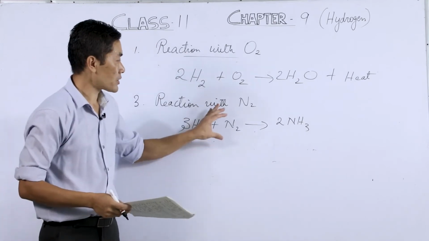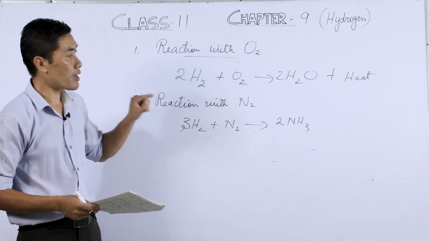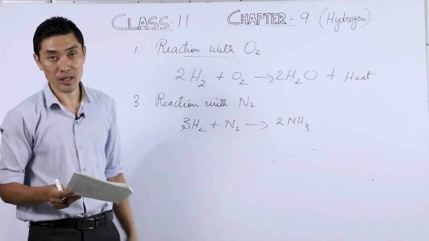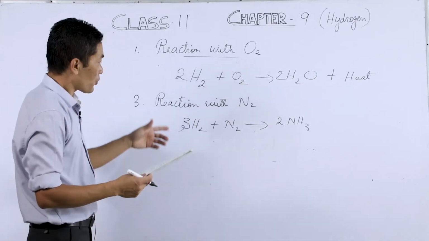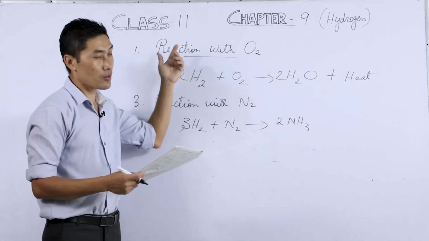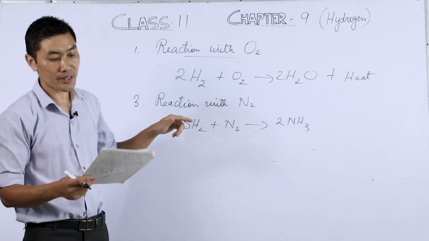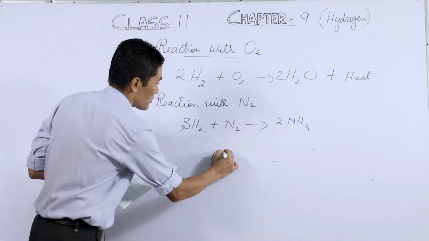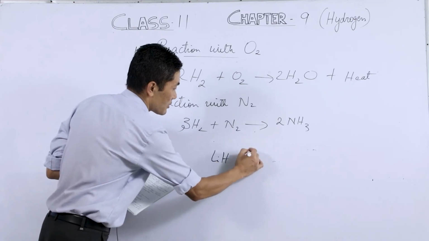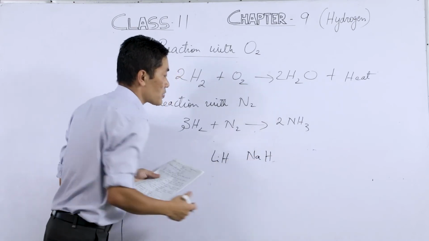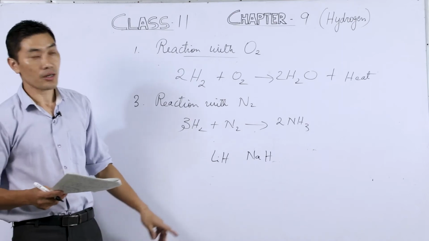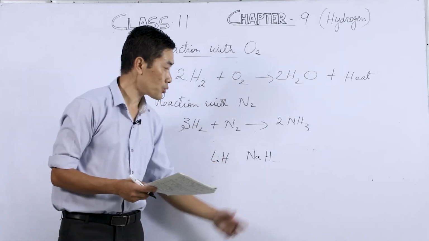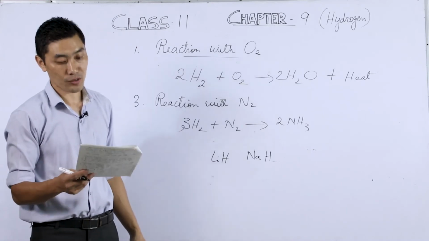And this reaction forms the basis for Haber's process for the manufacture of ammonia, which is a very important chemical compound. Now, hydrogen can also react with metals to form different types of hydrides like lithium hydride or sodium hydride. These are the different types of hydrides that are formed when hydrogen reacts with metals. And all of these hydrides will be ionic or electrovalent.